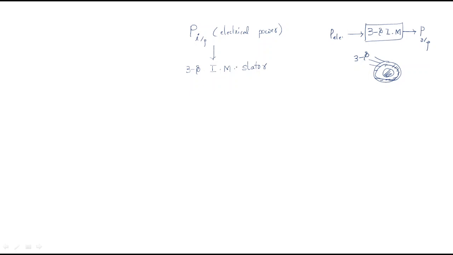The supply is given to the three phase induction motor, and from the three phase induction motor the power is distributed into two things. One is the stator, which has some losses. It has stator losses. From that, power will be given to the rotor, the induction motor rotor.